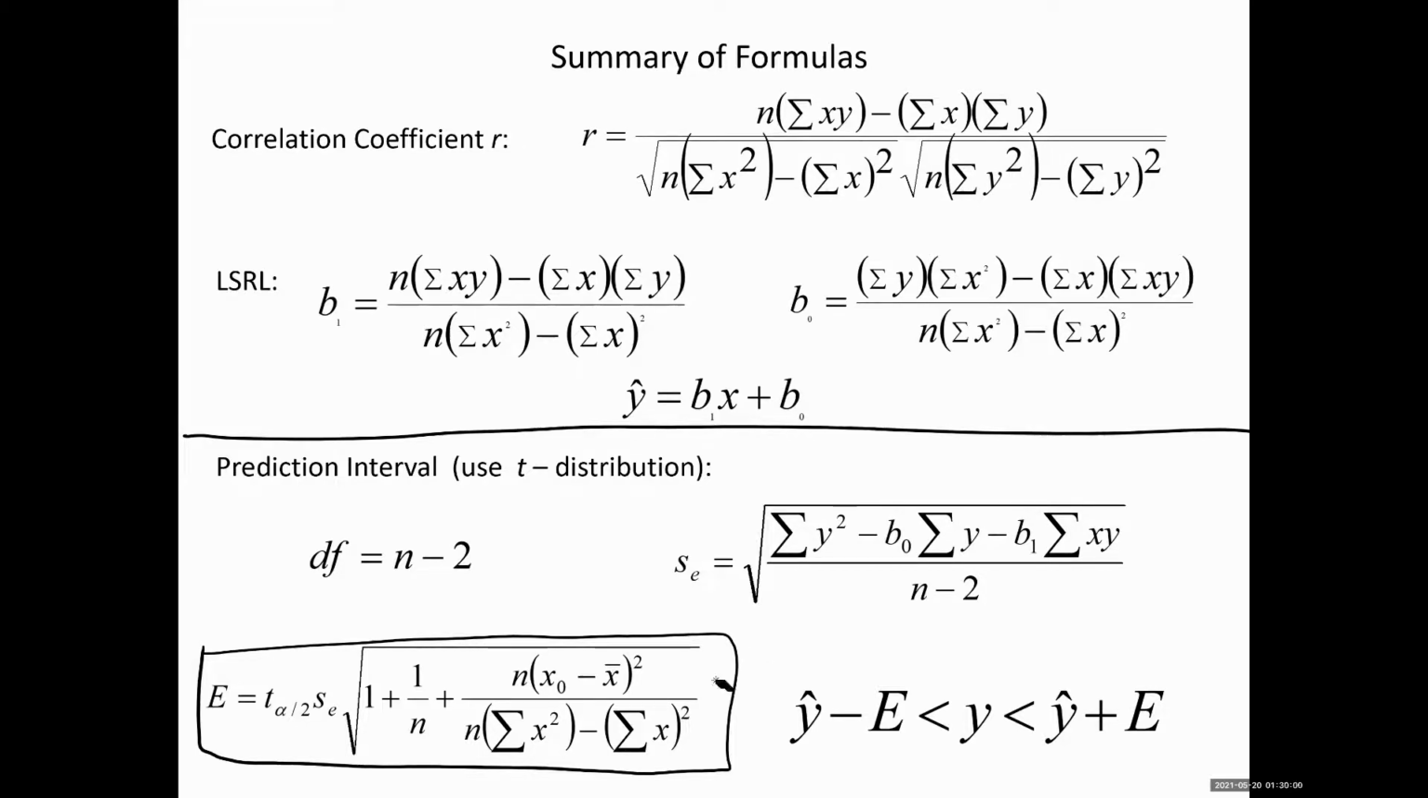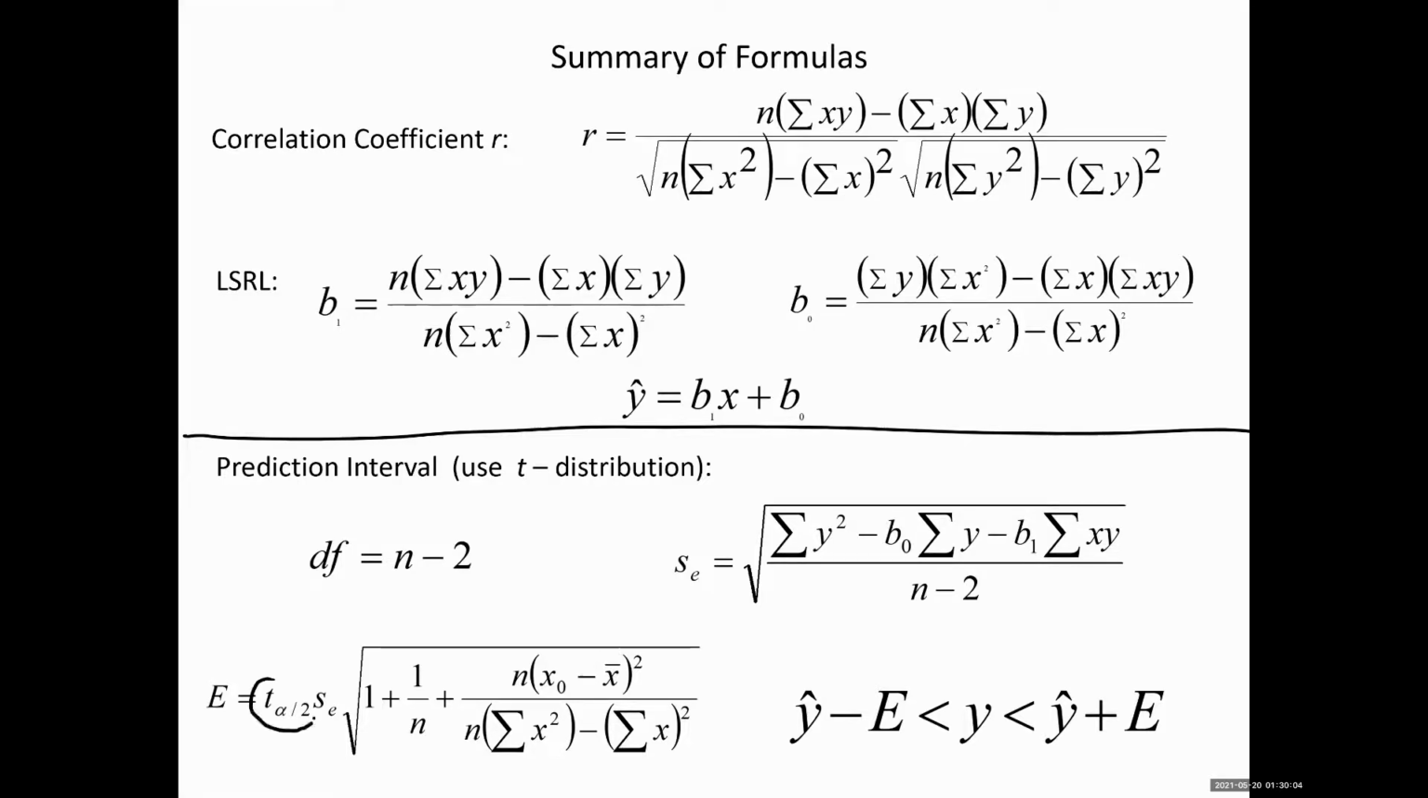Some things to tell you though. First of all, there's a t alpha over 2 over here. When we did confidence intervals in chapter 9, we looked for z alpha over 2, t alpha over 2. So just so you know, in this section, it's the t distribution that you're going to be using. You need to look up t alpha over 2 the way we did back then. The degrees of freedom formula is n minus 2, which is a little weird. Usually it's n minus 1, but in this section it's n minus 2.